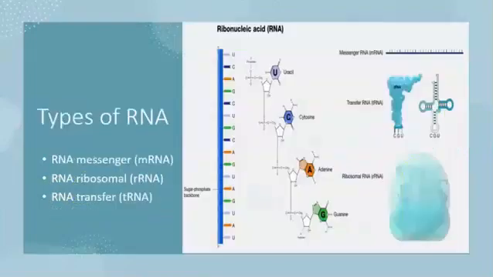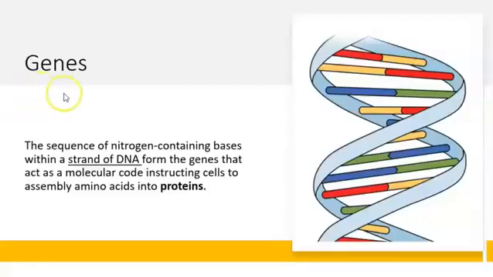How many different kinds of RNA do we have? We have three. We have RNA messenger, RNA ribosomal, and RNA transfer. They work together in order to create proteins. The next item that we have in this chapter is genes. What is a gene? So basically a gene is a piece of your DNA that, using RNA, is going to codify, is going to build proteins.